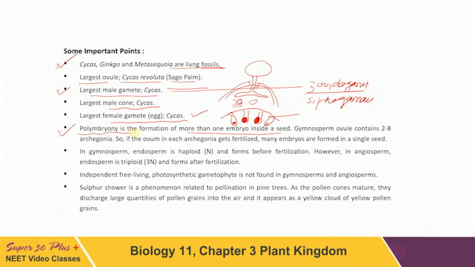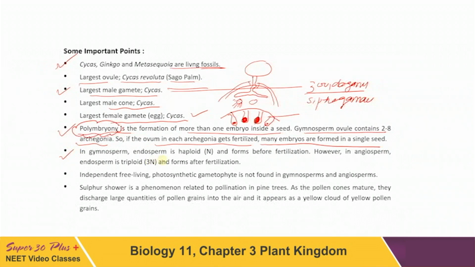A gymnosperm ovule may contain 2 to 8 archegonia, and therefore 2 to 8 ova in one ovule. Each ovum in each archegonium gets fertilized and may develop into an embryo. Therefore, many embryos are found in a single seed. Very important, that is polyembryony. Again, important points are discussed in detail.